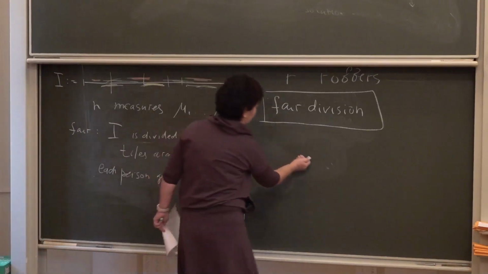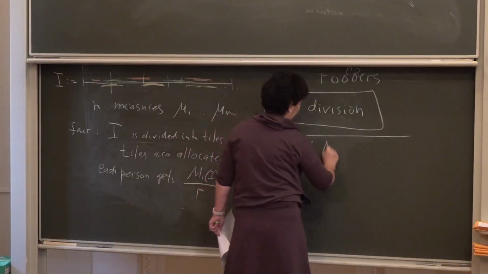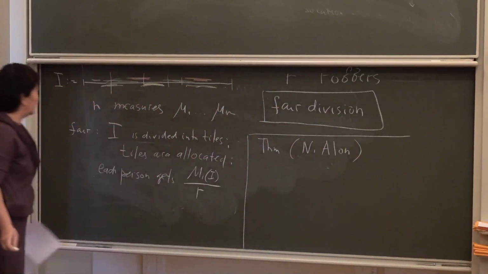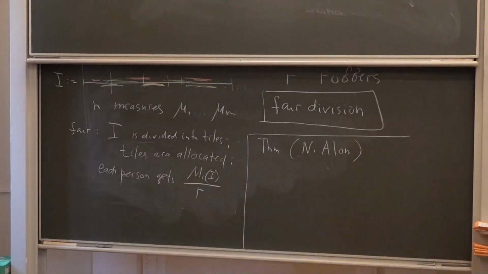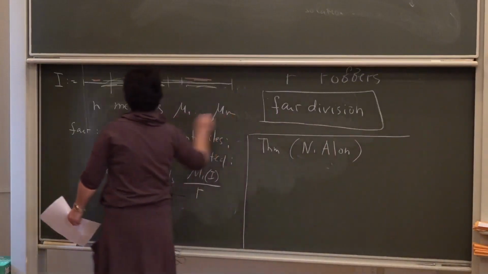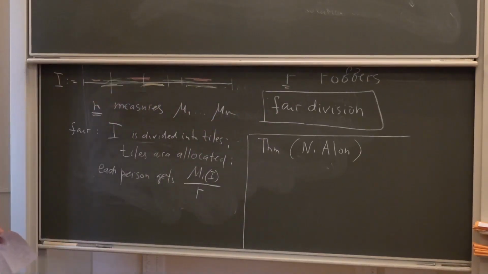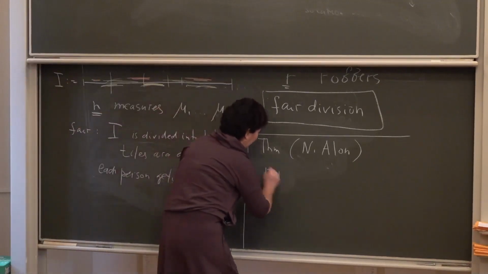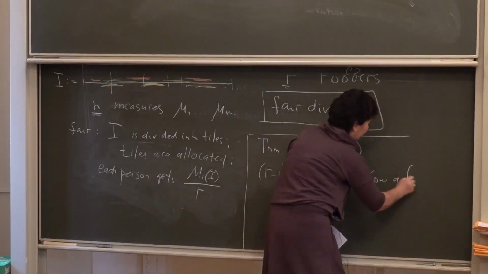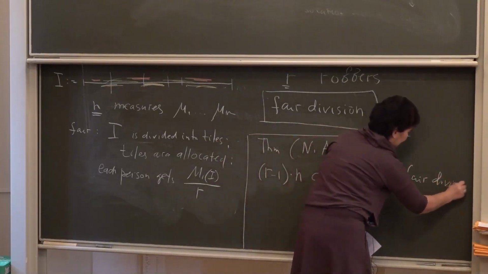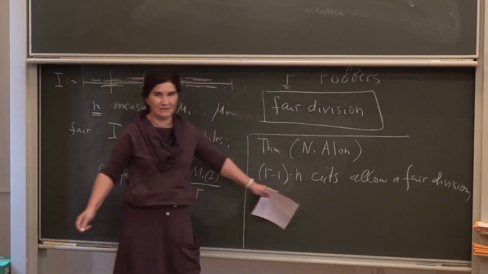And there is a theorem by Noga Alon, which is quite classical nowadays, which says that no matter how the measures are distributed, or in other words, no matter how many precious stones are there on the necklace, if these two numbers, n and R, are fixed, then it is always possible to perform a fair division using exactly (R minus 1) times n cuts.